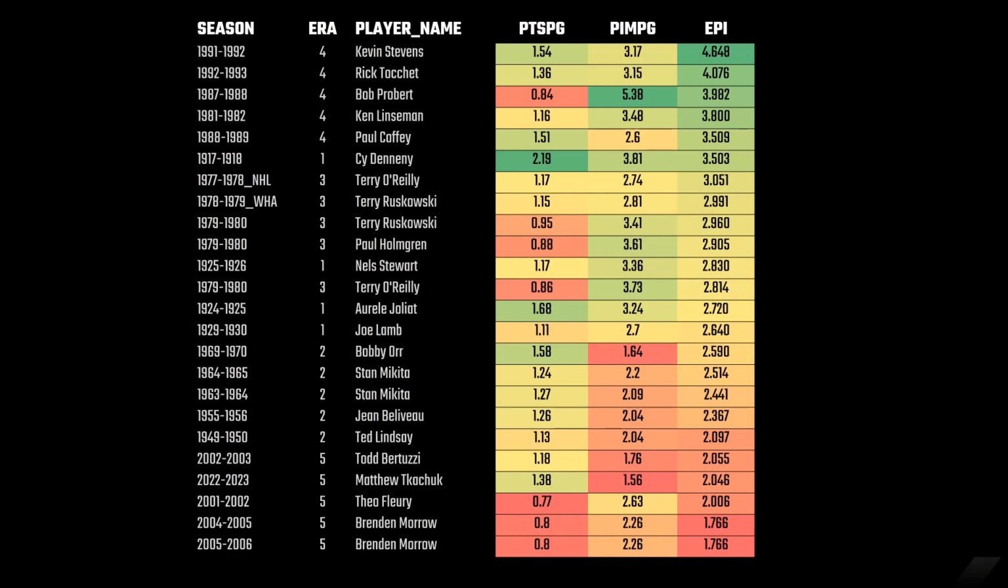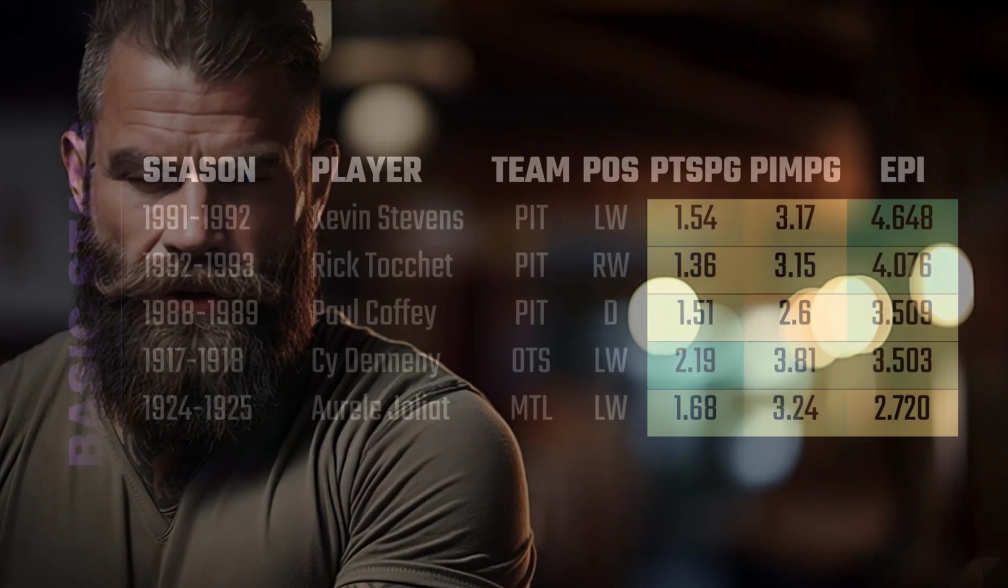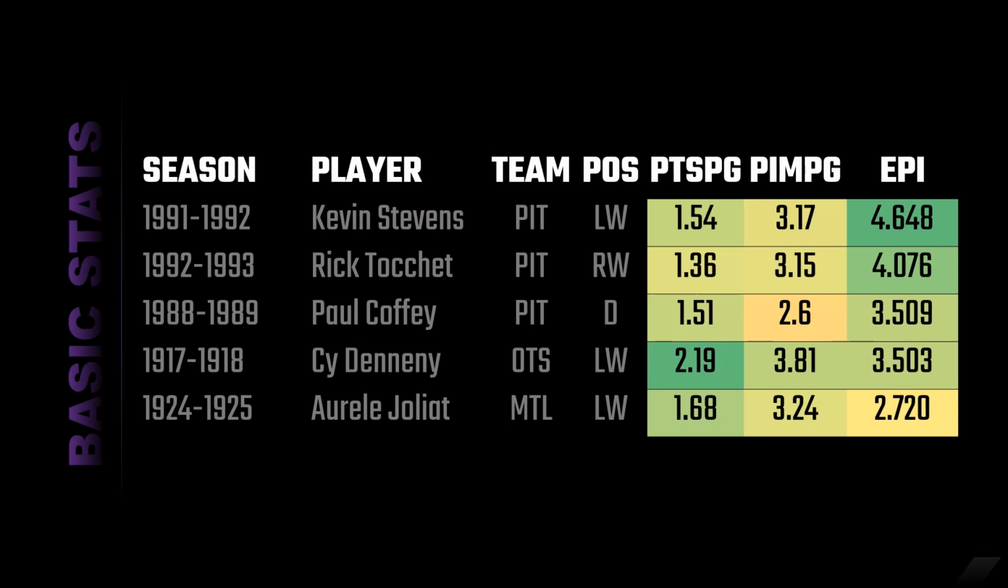To get to the top 5 balanced EPI scores, we can filter for those above the average points per game and penalties in minutes per game, sort by EPI, and take the top 5 players. Interestingly, the top 5 played in 2 eras, early years and Great One, and the top 3 played for Pittsburgh in the late 80s and early 90s. And all but Paul Coffey played wing.